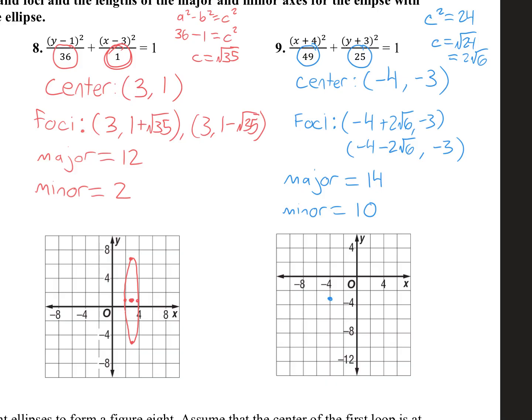All right, so underneath x squared, there's a 49. Square root of that is 7. So I go 7 to the right and 7 to the left. Underneath the y squared is a 25. Square root of that is 5. All right, so up 5 from the center and down 5 from the center. All right, make my ellipse.